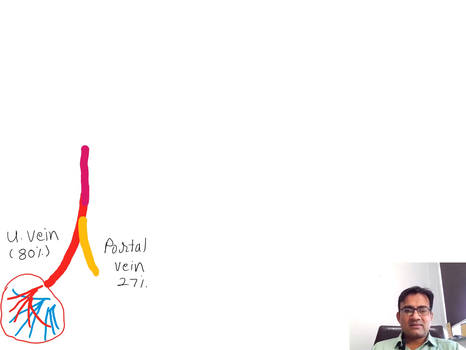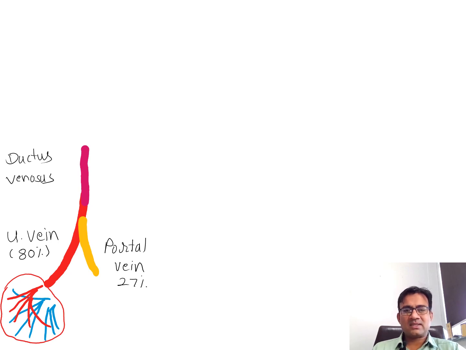The umbilical vein has almost 80% Hb saturation. Now after this, what is occurring in the liver? It is joined by which vein? Portal vein. The portal vein has 27% saturation. Then afterwards, this is known as what? Ductus venosus. The ductus venosus is, you can say, formed by the umbilical vein and portal vein.